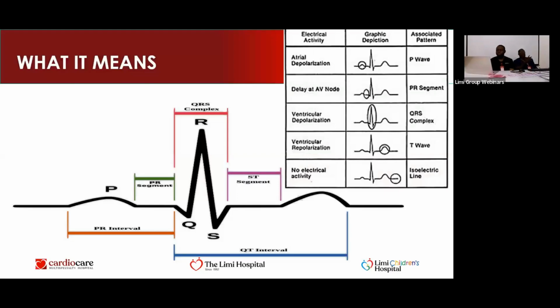If you look at it, you will see a line. If you can see my cursor, that is what we call the isoelectric line, this straight line I'm pointing to. From that line, you will see a bulb going up. That is the first bulb, which we call the P wave.